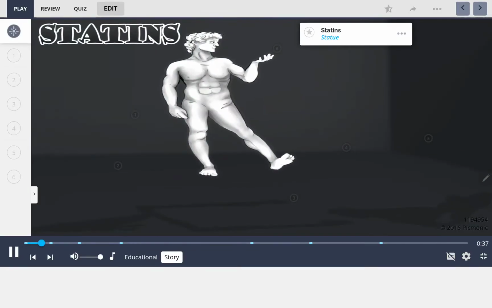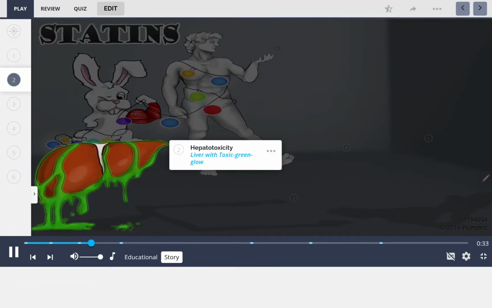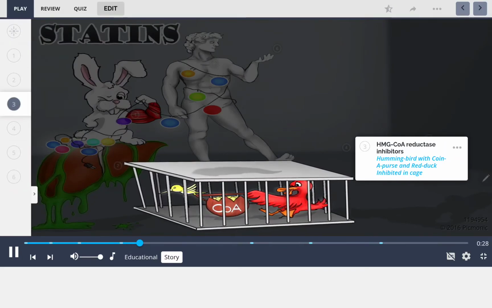This statue is being decorated by the rabbit's muscle lights for a party. His liver has a toxic green glow after the last one. He trapped dinner in a cage by using a coin-A purse for bait. Now, there's a hummingbird fighting for a coin-A purse with a red duck. They'll complement each other nicely on the dinner plate.